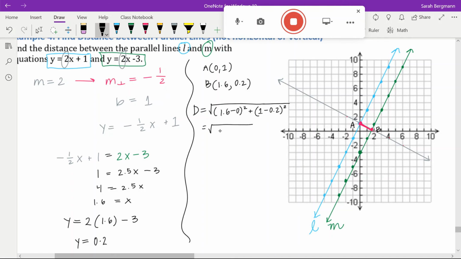So I have 1.6 squared plus 0.8 squared, all of that underneath the square root. You can type it into your calculator and you should get 1.789 units.